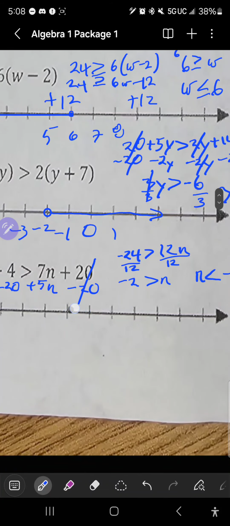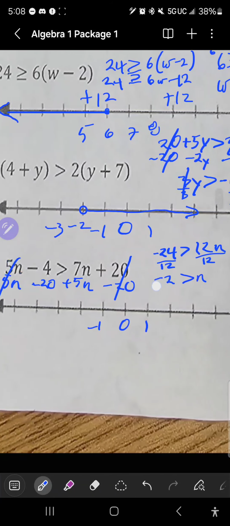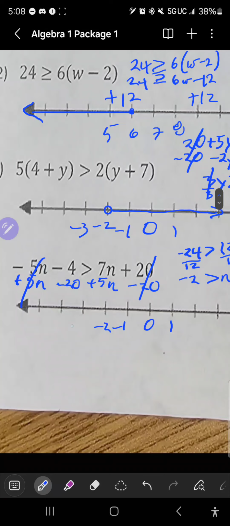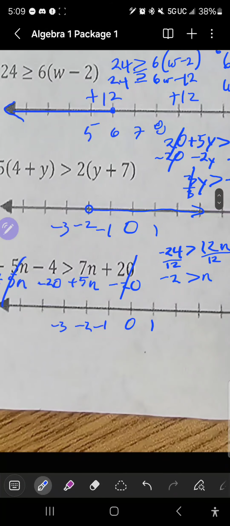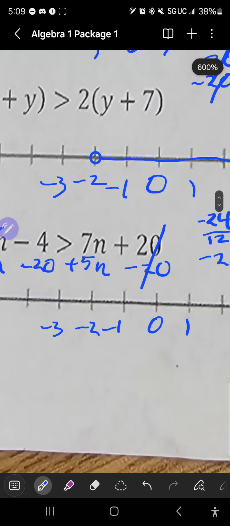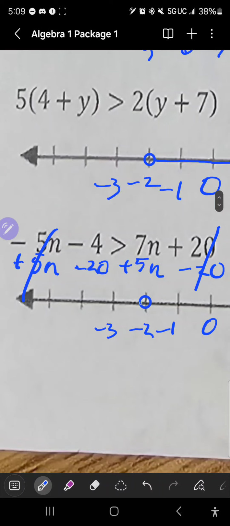So we do the same we did before. This is 0, this is 1, -1, this is -2, this is -3. Since there is no equal sign, we know that the circle needs to be empty inside, and the arrow is going to be to the left.